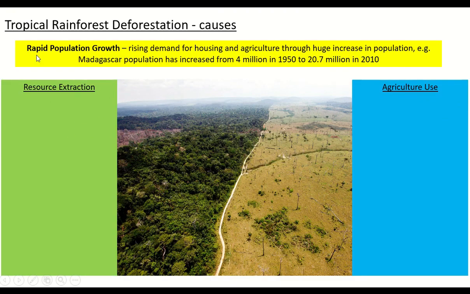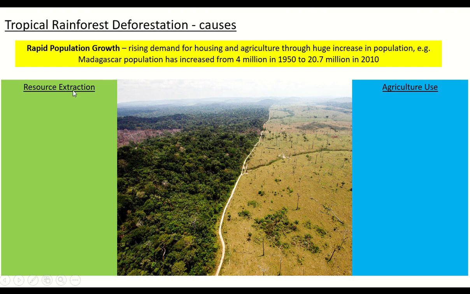Firstly, the main reason, the overarching reason, is rapid population growth. There are more of us than there've ever been, and all of us need houses, we need food, and the demand for housing and agriculture means that places like Madagascar, for example, where the population's gone up from 4 million in 1950 to 20.7 million in 2010, so it's a huge increase in just 60 years, mean that all of that extra pressure on the land means that deforestation is more likely to occur.